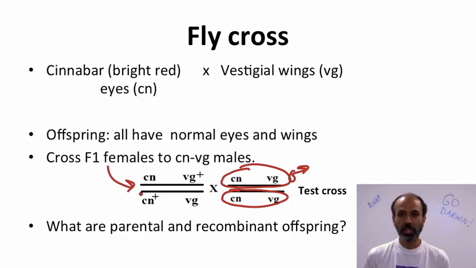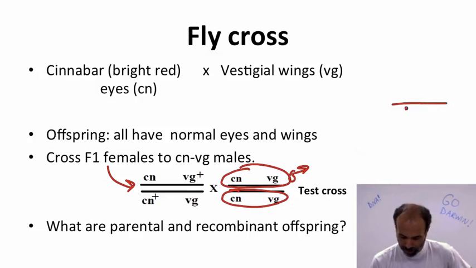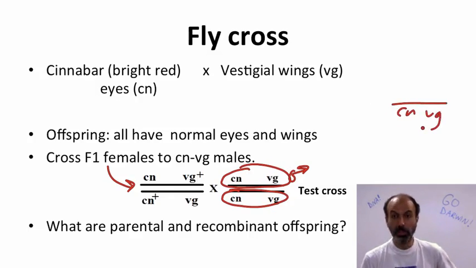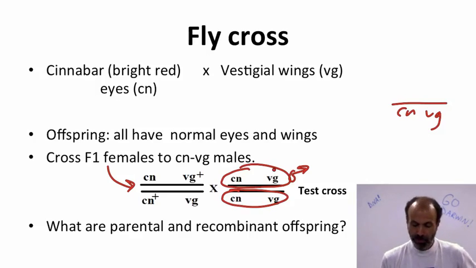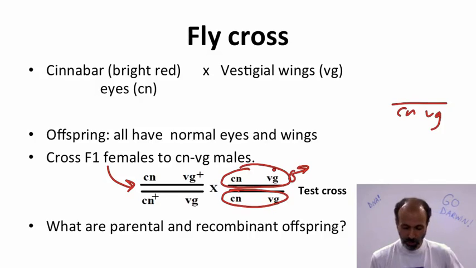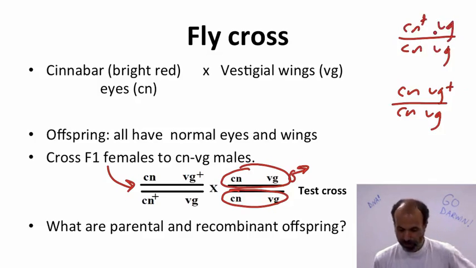What would be the parental and the recombinant offspring? What would they look like? Well, let's think about this. The dad is always giving the mutant form. So from dad, you're always getting cn vg, no matter what. It doesn't matter if there's a recombination or not, which there isn't any recombination in Drosophila males, but let's just leave that alone. If you're getting parental gametes from the female, what would you get? You would get either cn vg plus, or you would get cn plus vg.